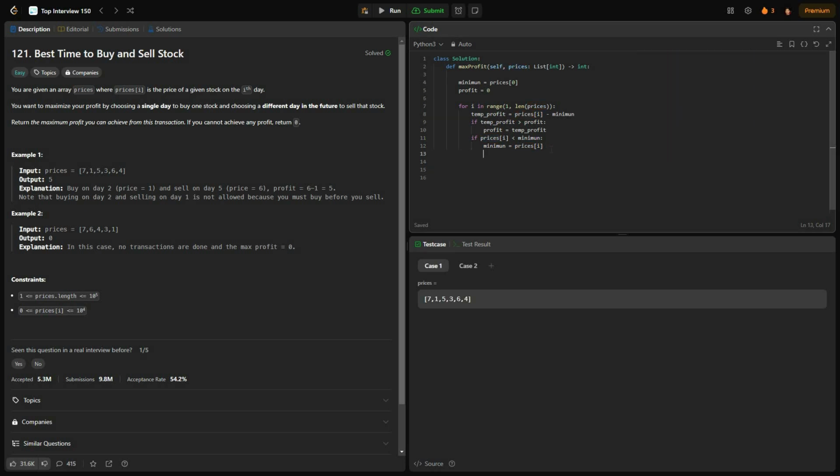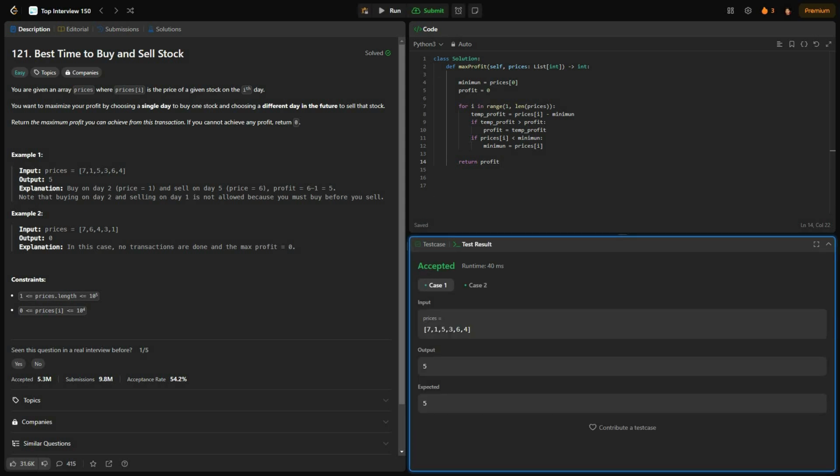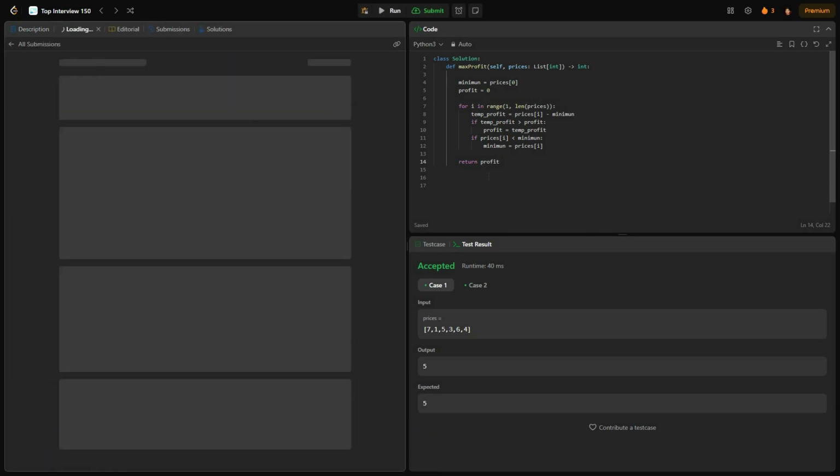Okay, and at last we are going to return our profit. Let me run. As you can see, it passed the public test cases. Let me submit the code.